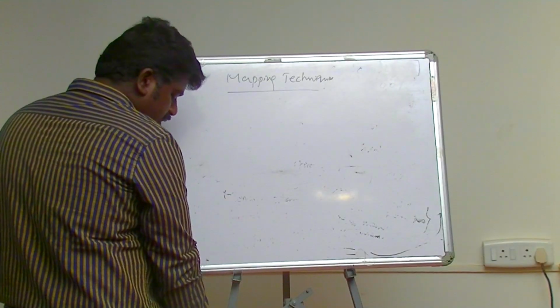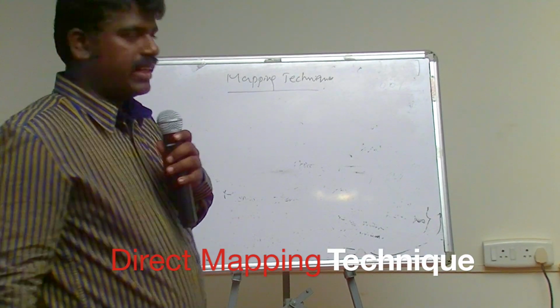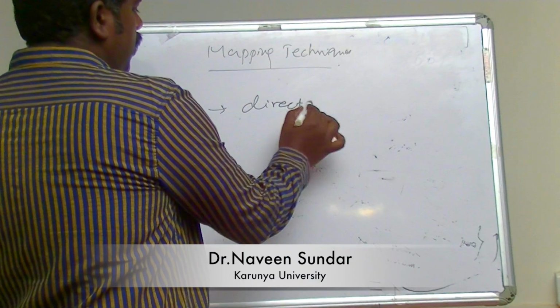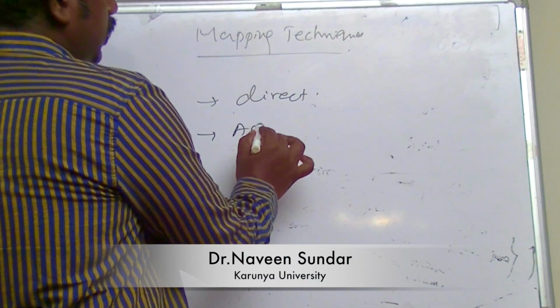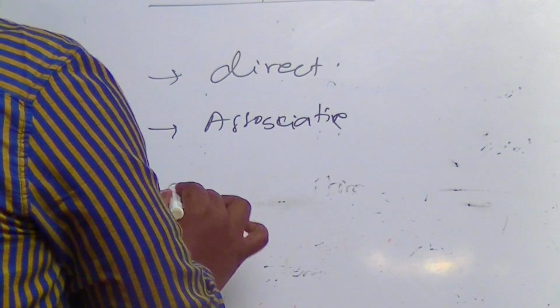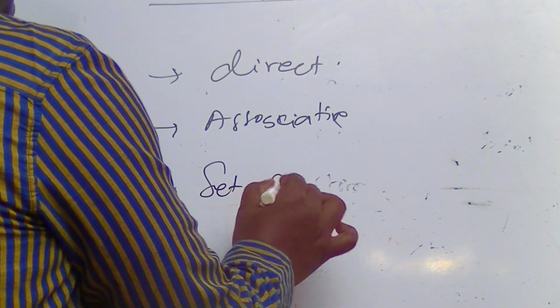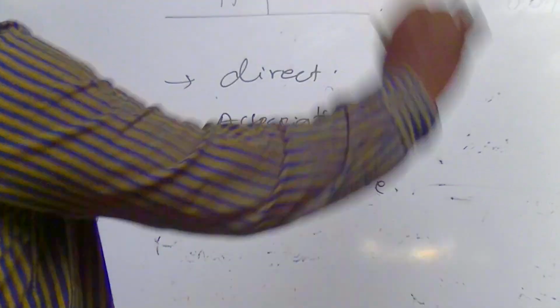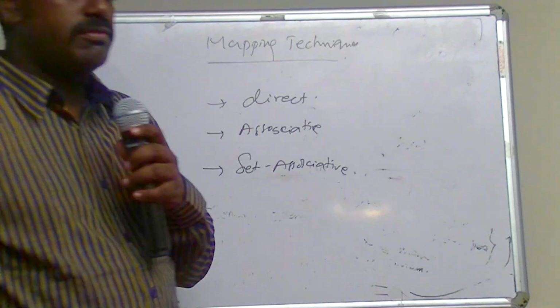So there are three different types of mapping technique. First is direct mapping, the next is associative mapping, and third is set associative mapping. So these are the three types of mapping technique.